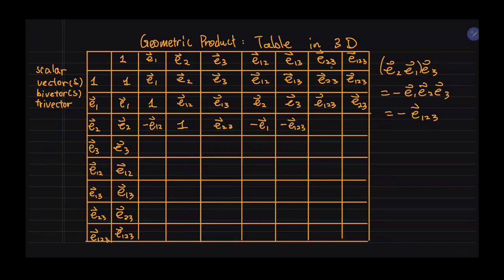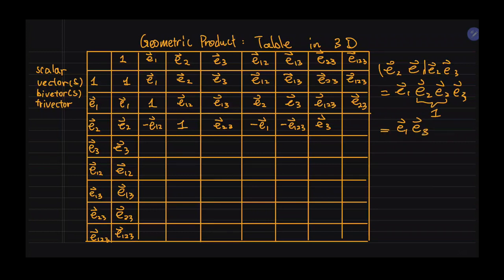And e2 e23 will be e3. And e2 e123: so e2 e1 e2 e3. In this case, we would like to swap the order between these two, so you get e1 e2 e2 e3, and these two are equal to 1. So we get e1 e3, so it's equal to e13.